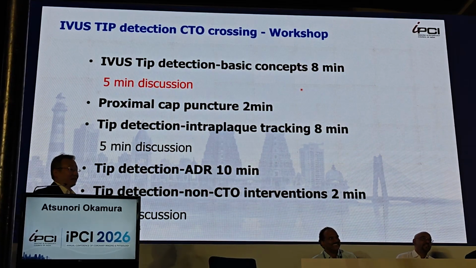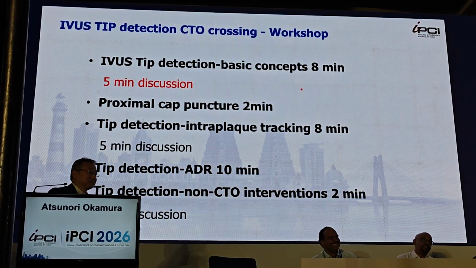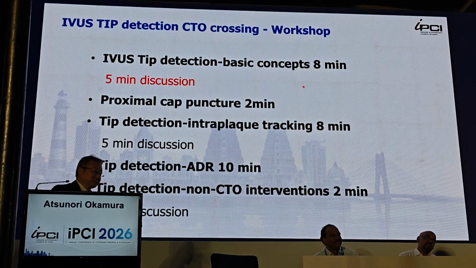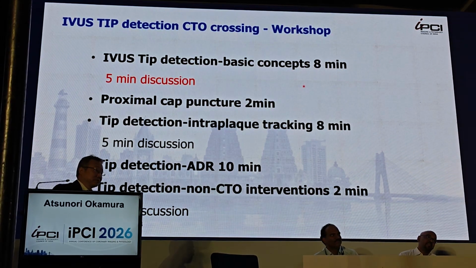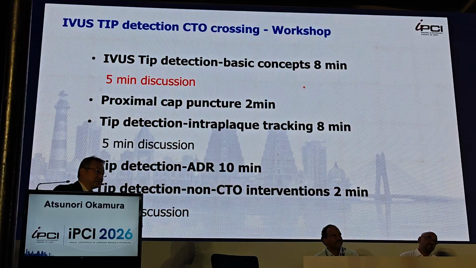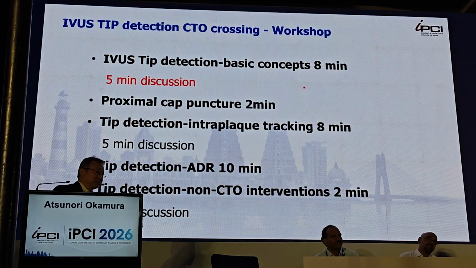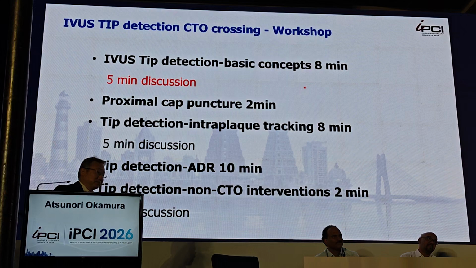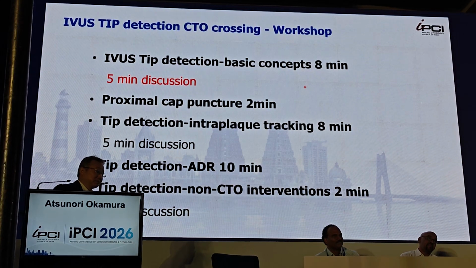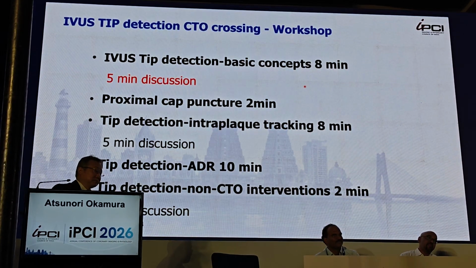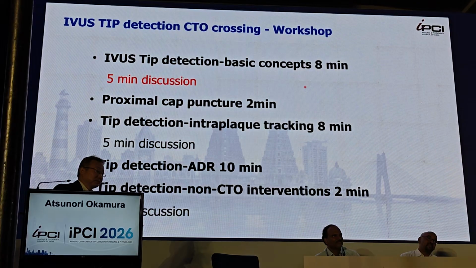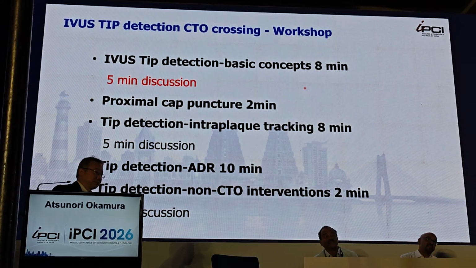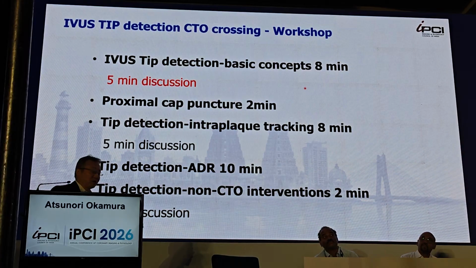I have a doubt. Sensei, when you do tip detection ADR, the wire and the IVUS catheter both are in the false lumen, and the wire is beyond the CTO. So we can advance the IVUS catheter on the false lumen wire. When you do tip detection intra-plaque tracking, on which wire is the IVUS catheter? Because the wire will be obstructed by the CTO lesion distally. So on which wire are we moving the IVUS catheter in intra-plaque tracking?